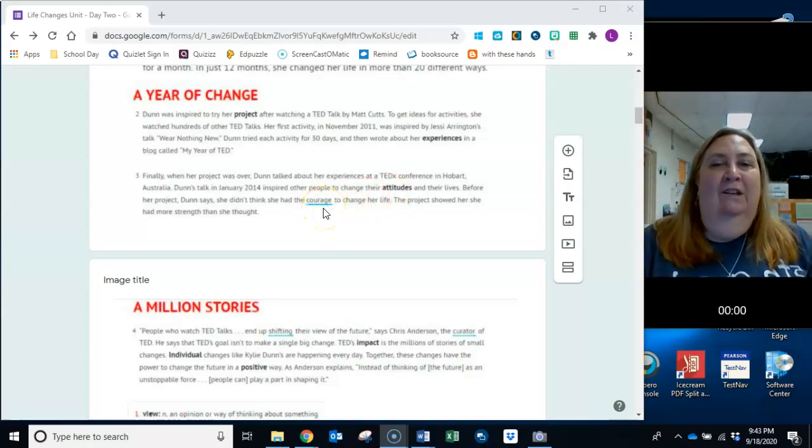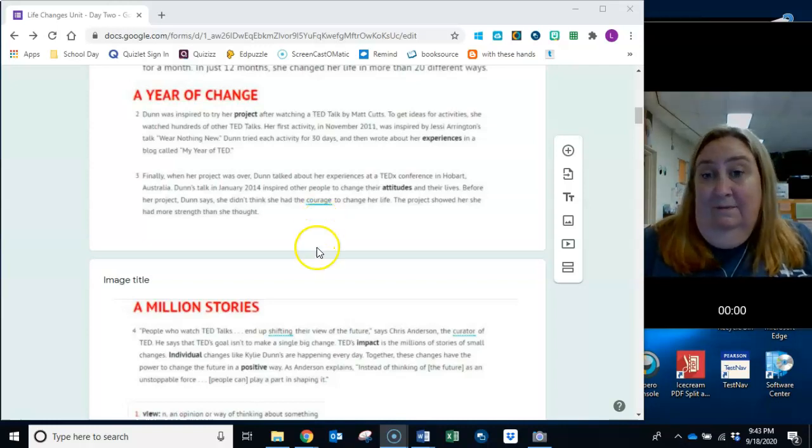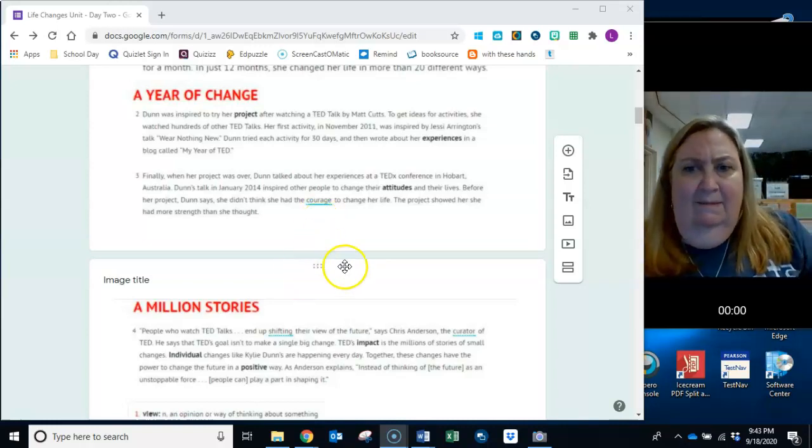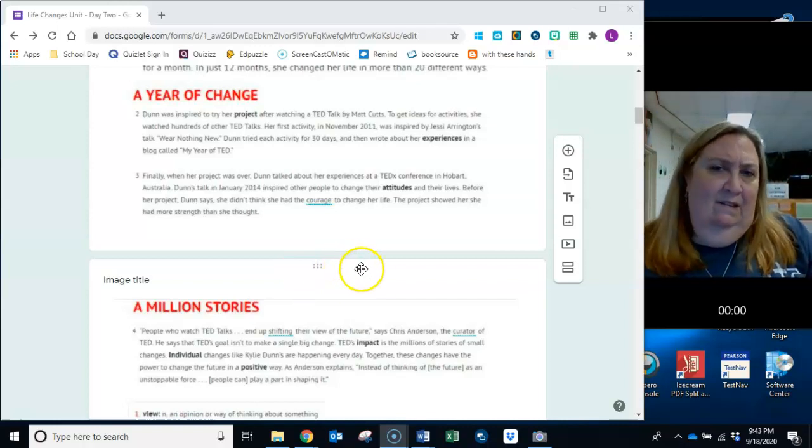Another word we want to look at here is courage. She didn't think she had the courage to change her life. She didn't think she was brave enough to try to change her life. Let me tell you something though about courage and bravery. Neither of those things mean that you're not scared. The difference when you're brave or when you have courage is that you're scared and you try things anyway, which sometimes is a good thing. Sometimes it's not. Sometimes fear is healthy. It keeps us from doing things that are not smart.